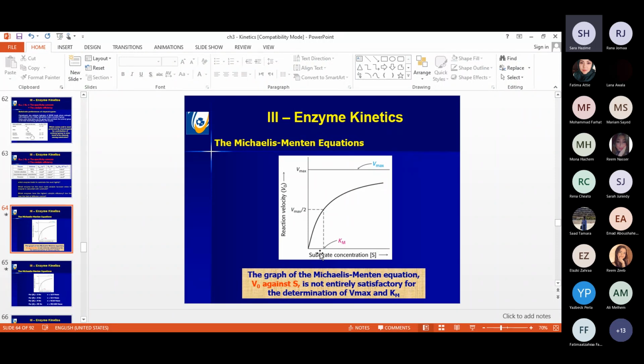When you obtain the same V0 for 3 different substrate concentrations, then you can consider this V0 as Vmax. Otherwise, you cannot consider the highest value of V0 obtained for a specific substrate as the maximum velocity.